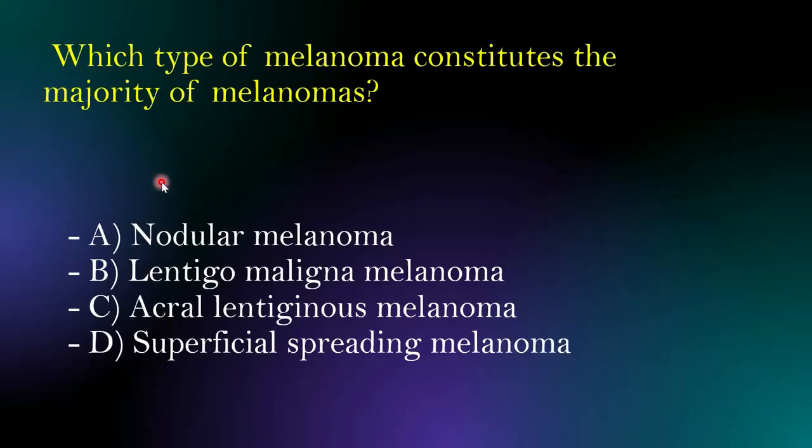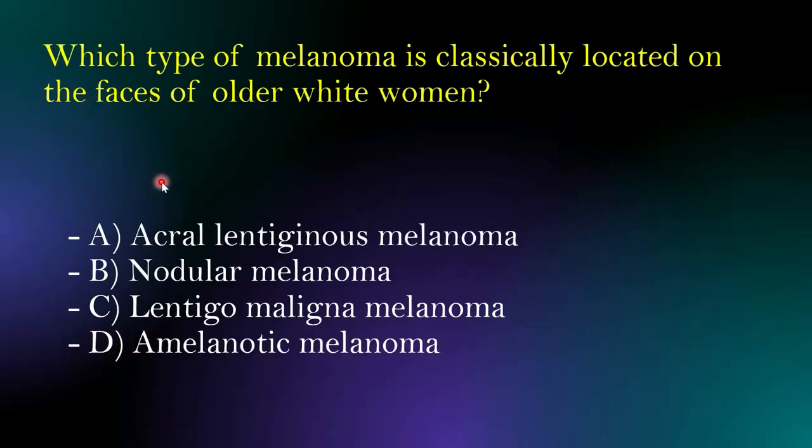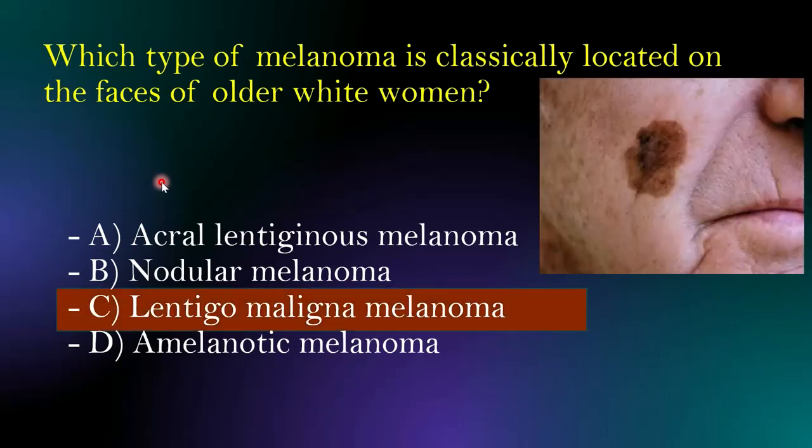Which type of melanoma constitutes the majority of melanoma? More than 70%: nodular melanoma, lentigo maligna melanoma, acral lentiginous, superficial spreading melanoma. More than 70% of melanoma is superficial spreading melanoma. Answer is D. Which type of melanoma is classically located on the faces of older white women? Acral lentiginous, nodular melanoma, lentigo maligna melanoma, amelanotic melanoma. Amelanotic melanoma is rare. Nodular melanoma, quick invasiveness. Acral lentiginous, distalmost part. Lentigo maligna melanoma, older women, sun-exposed areas, face.